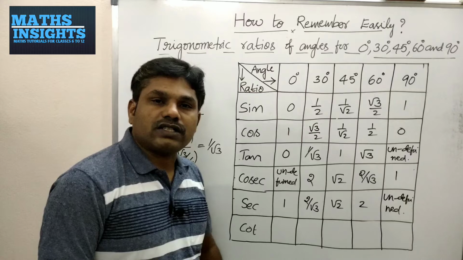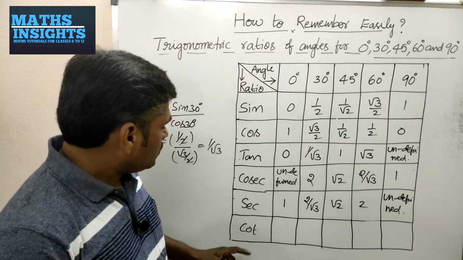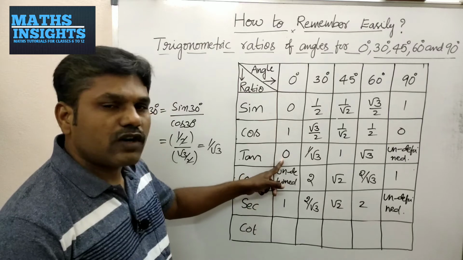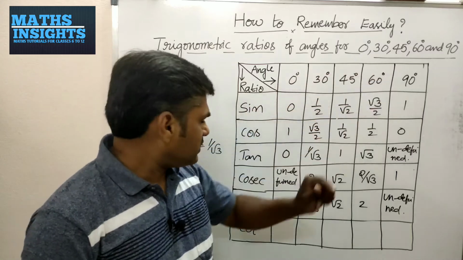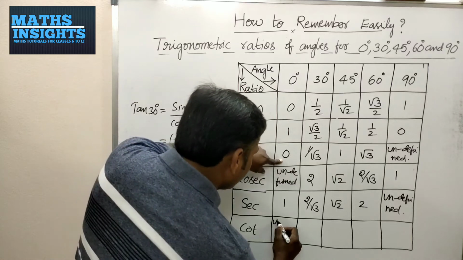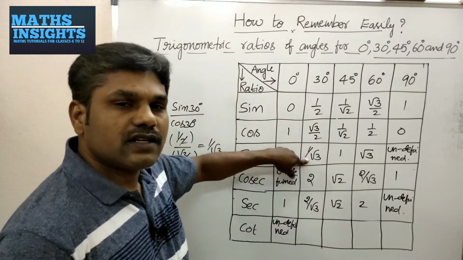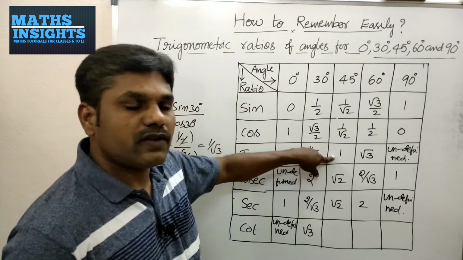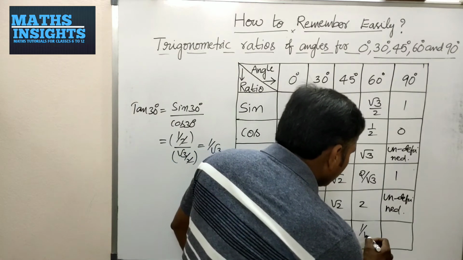And finally, cot. Its full form is cotangent, which is simply written as cot theta. Cot is the reciprocal of tan. Therefore, you have to do 1 by each of these values, and then you will get the values of cot for all these angles. So 1 by 0 is undefined, 1 by 1 by root 3 will become root 3, 1 by 1 is 1, and 1 by root 3 is 1 by root 3.